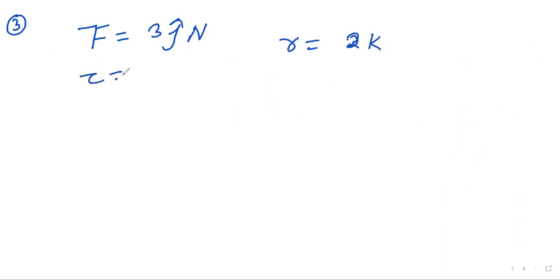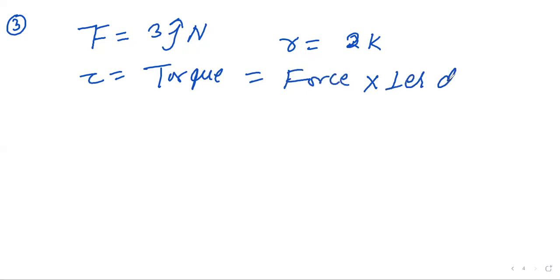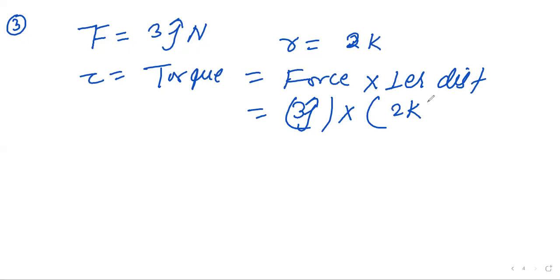Third is about finding the torque about the origin due to a force. The force value is given, that is 3j newton, acting on a particle whose position is given, so the r value is 2k. Torque is represented as tau, and torque is nothing but force into perpendicular distance. So the force is 3j and the perpendicular value is 2k, right?